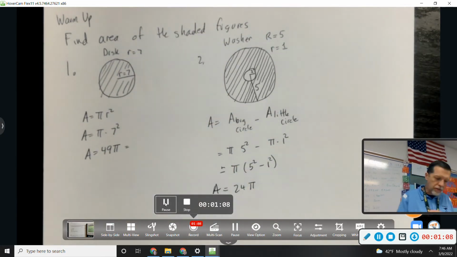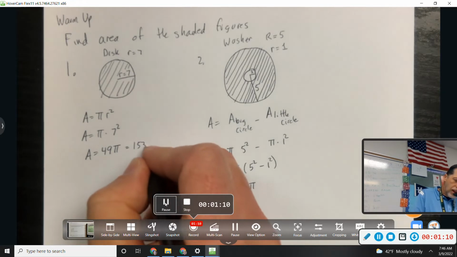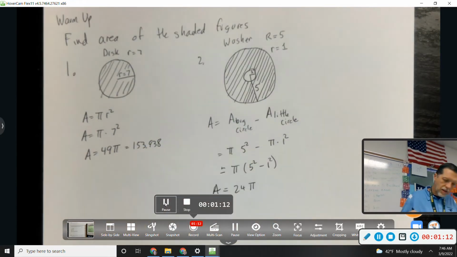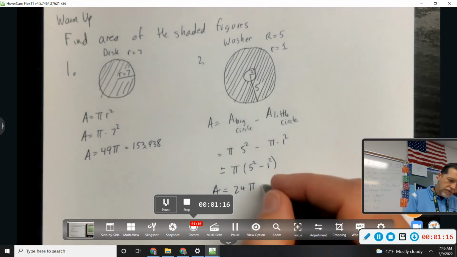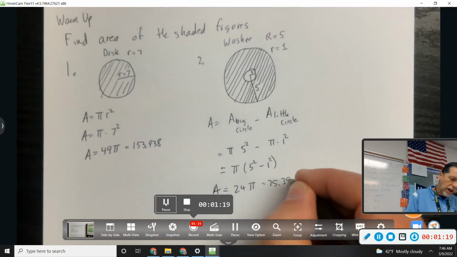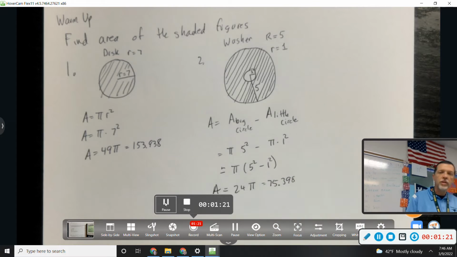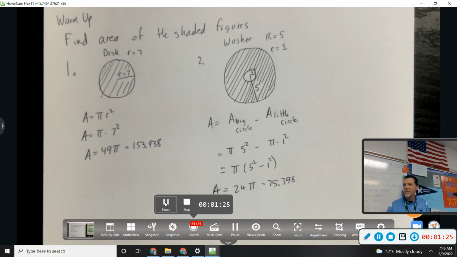49 pi, 153.938. 24 pi, 75.398. Absolutely okay, because we're definitely using the calculator today. Any question with those? Just big square, big circle minus little circle.